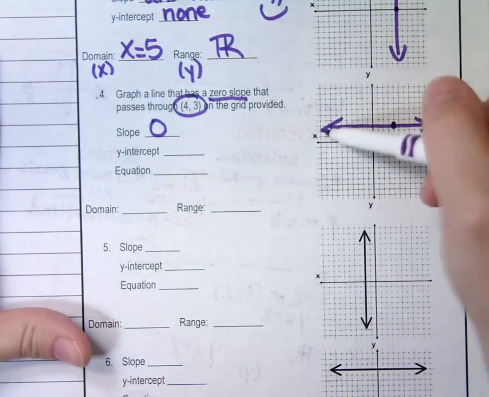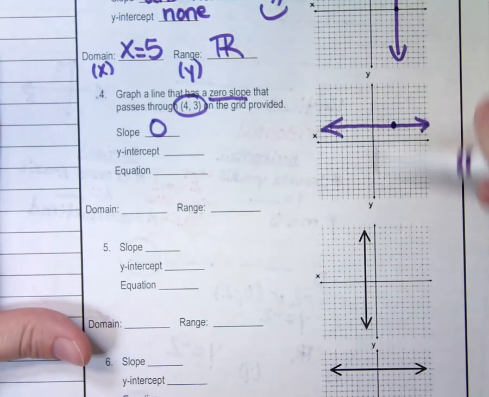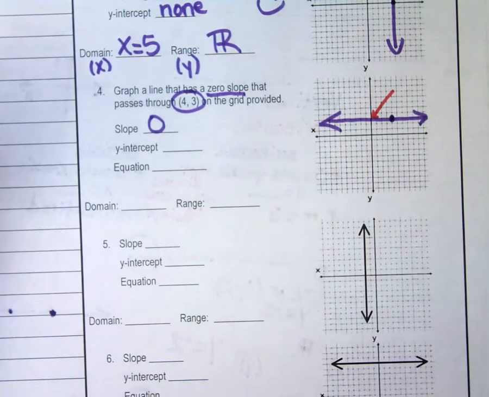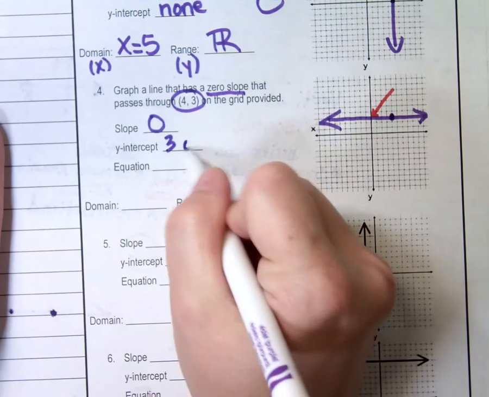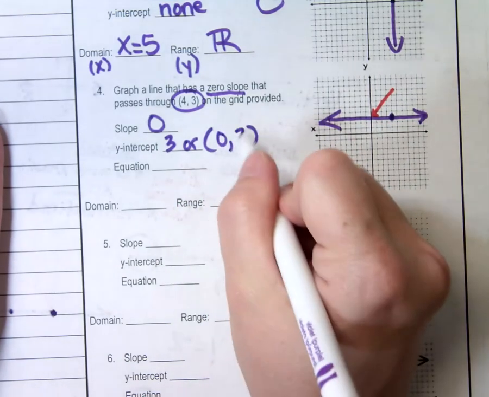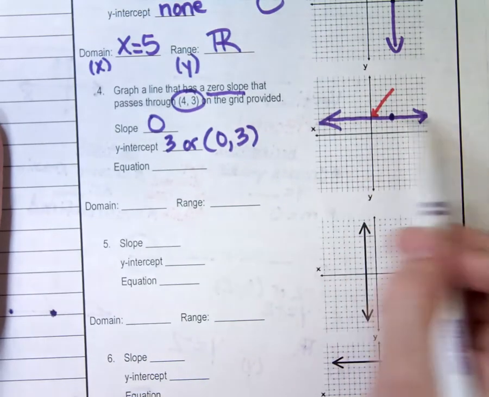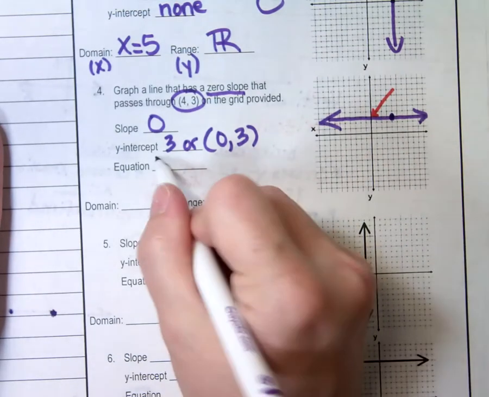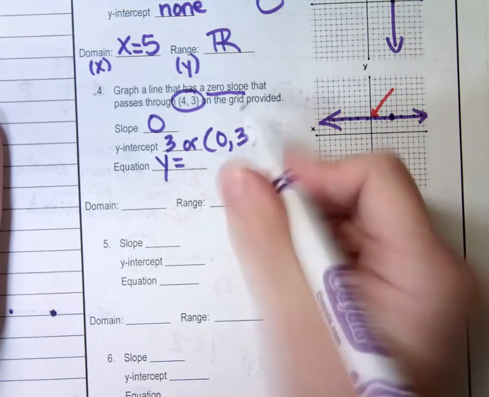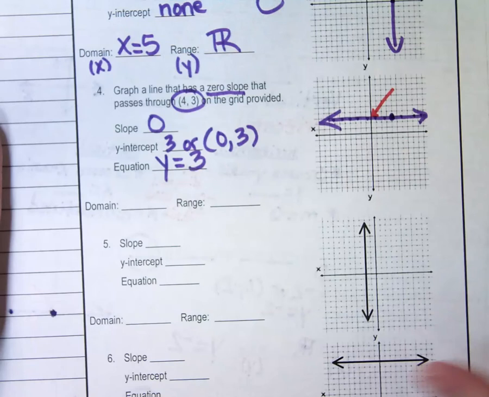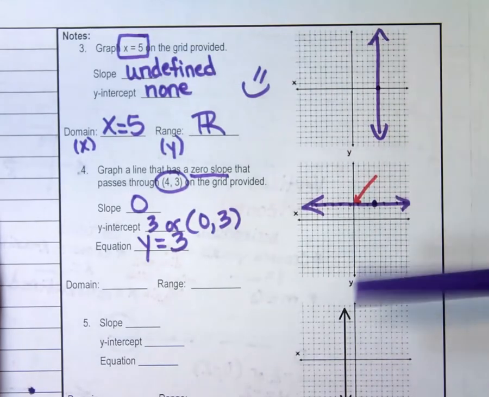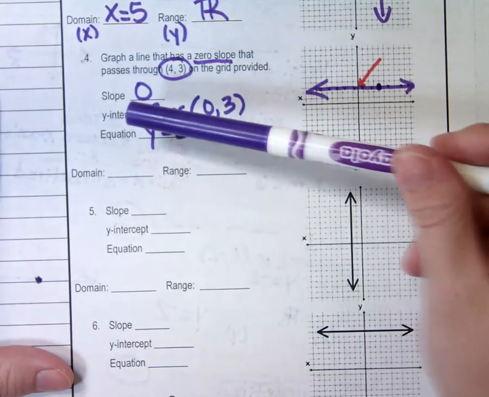The y-intercept, where does our line touch or cross the y-axis? And it touches the y-axis right there. What's that value? 3. Let's write that as an ordered pair. What would that look like? 0, 3. And if lines only cross the y-axis, they are y equals, and what is our y everywhere on this line? 3. So all vertical lines are x equals. All horizontal lines are our y equals.